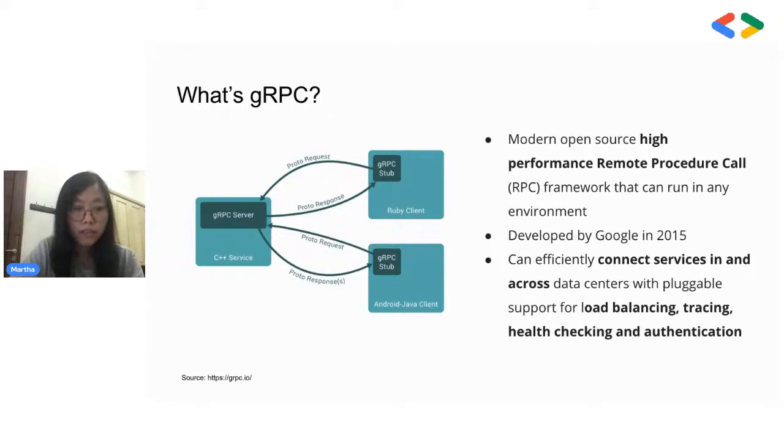When we look at this picture, there is one server and two clients. There can even be more clients. But between them, they communicate with a proto file. To make a request, you have to have a proto file, and the response should be in proto too.